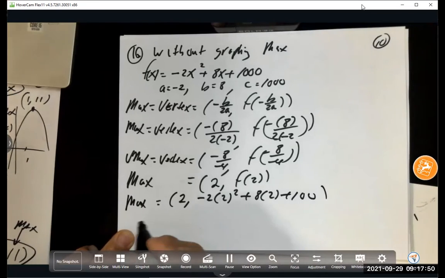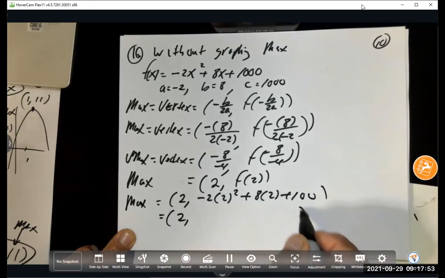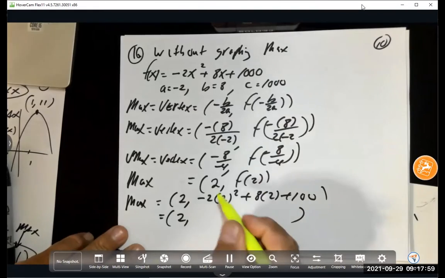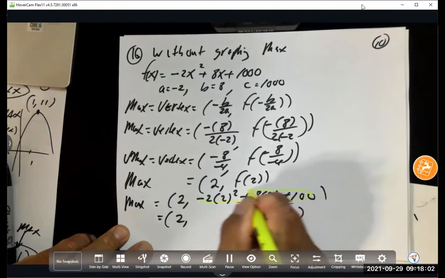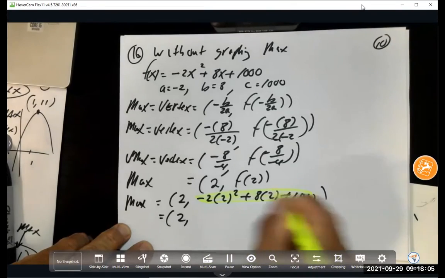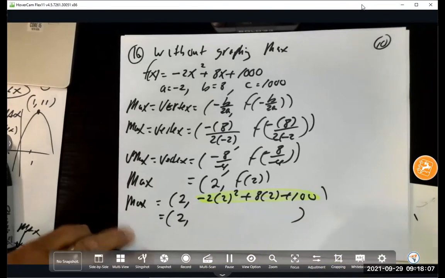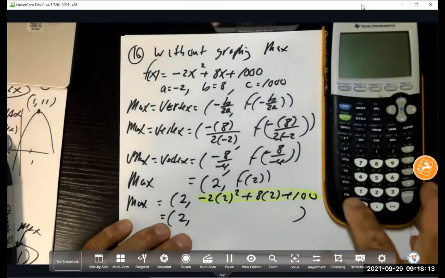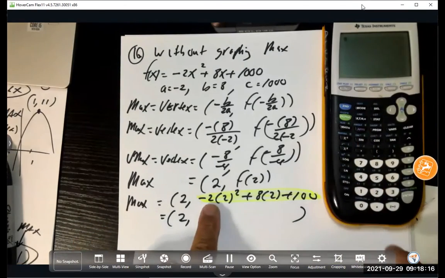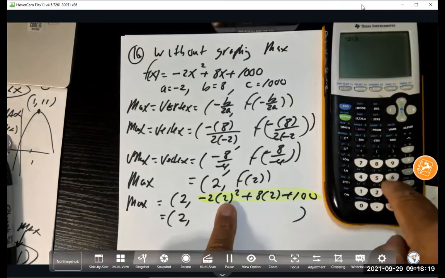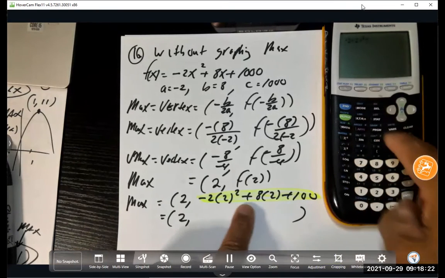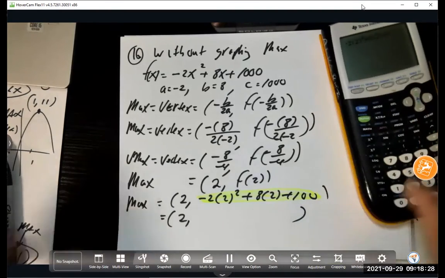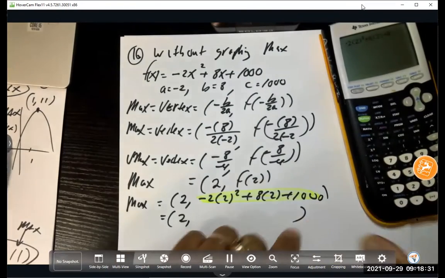And you know what you can do? If you want to, you can put all that in your calculator. See all this stuff right here? Let me put a yellow on it. Well, let me mark it for you. See all these things right here? You can just put it on your TI-84, whatever you have, and it should give you the answer. You don't have to do it the long way. I'll show you how to do it in a calculator, in case you don't know. You can put like this: negative 2 parentheses 2 squared plus 8 parentheses 2 plus 1,000. Yes, 1,000 over here. That's 1,000.